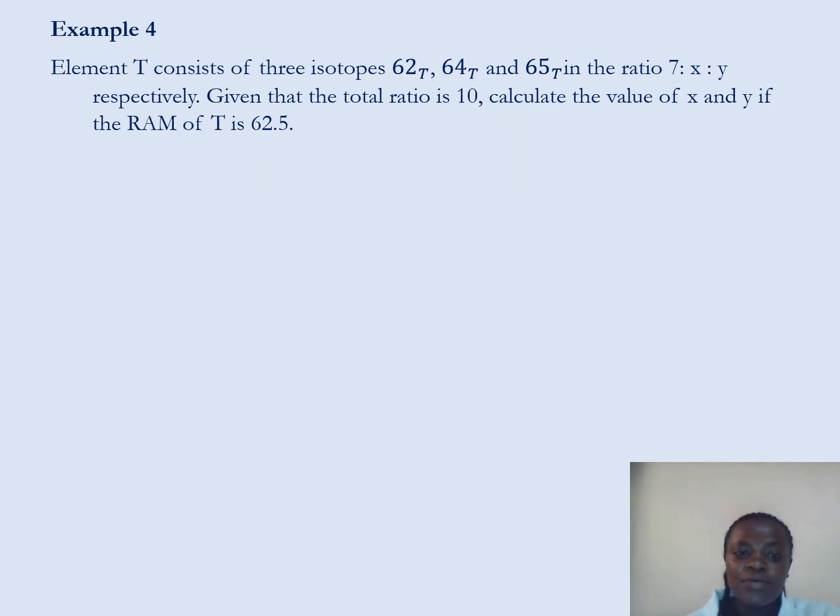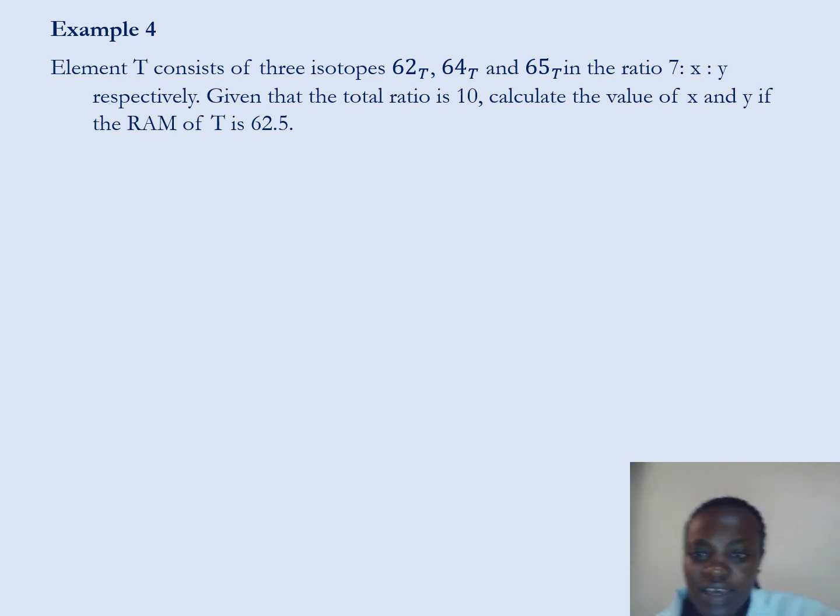The last example we are going to look at is example 4. We have element T, which consists of 3 isotopes. The first isotope has mass number 62, the second has mass number 64, and the third has mass number 65. They are in the ratio of 7:x:y respectively. Given that the total ratio is 10, calculate the values of x and y if the relative atomic mass of T is 62.5.